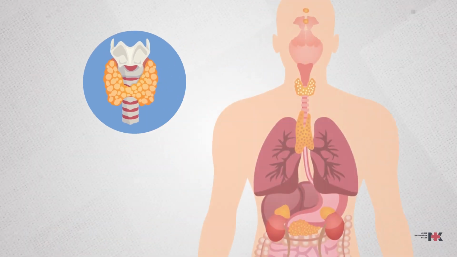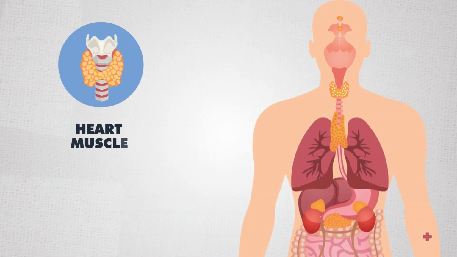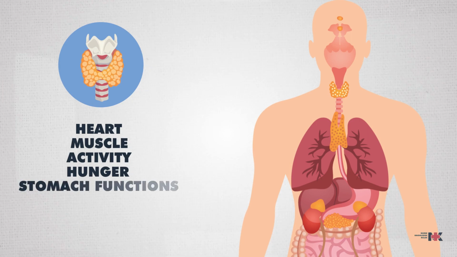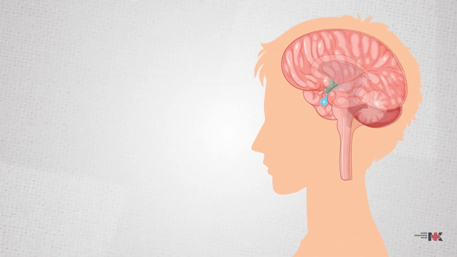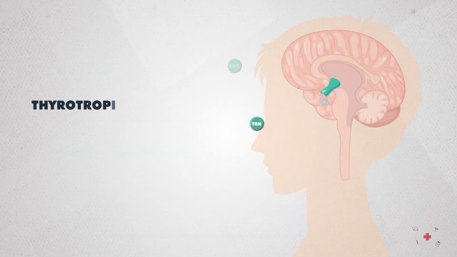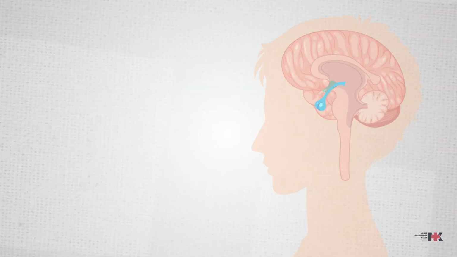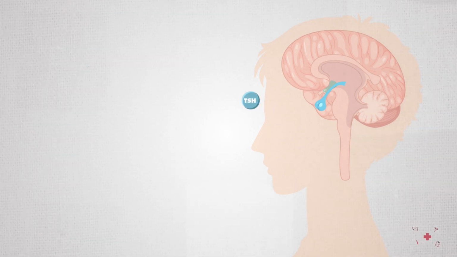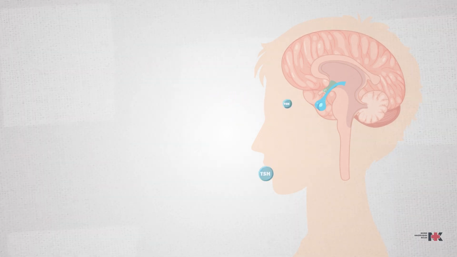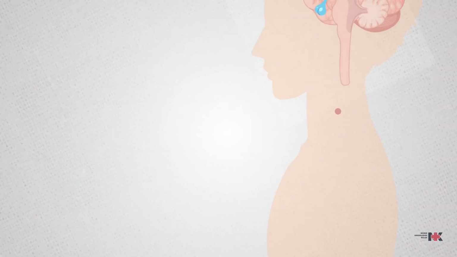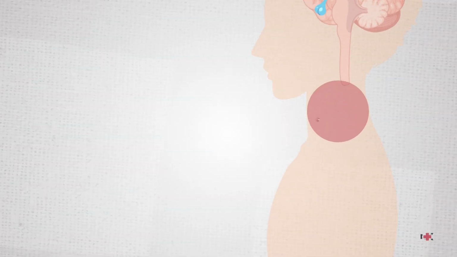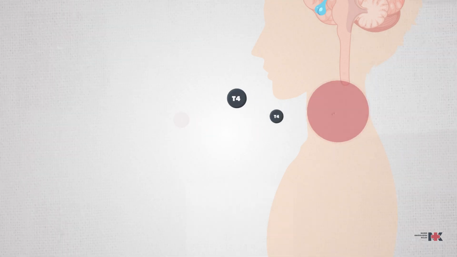It plays a significant role in the control of your heart, muscle activity, hunger, stomach functions, brain development, and even your bone maintenance. Your hypothalamus secretes TRH. Then the anterior pituitary gland picks it up and releases what's known as TSH, or thyroid-stimulating hormone. Finally, this causes the thyroid gland to secrete thyroid hormones T3 and T4.